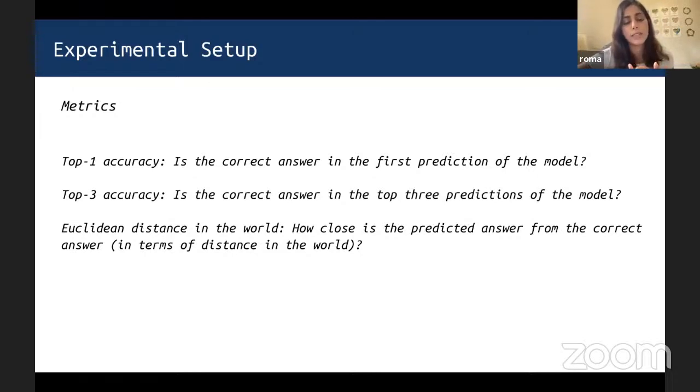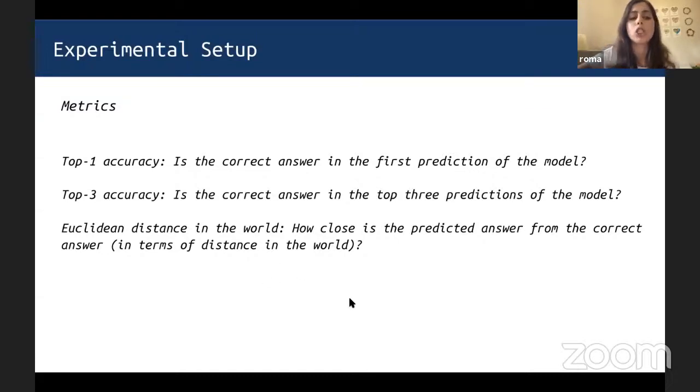Which is the top one accuracy. We then also look at the full probability distribution that the model gives you. For example, the first most probable word or the second or the third most probable word, to see what words exist in the top three predictions of the model. And that's the top three accuracy, which is if the correct answer existed in any of the top three, we give the model a perfect accuracy.